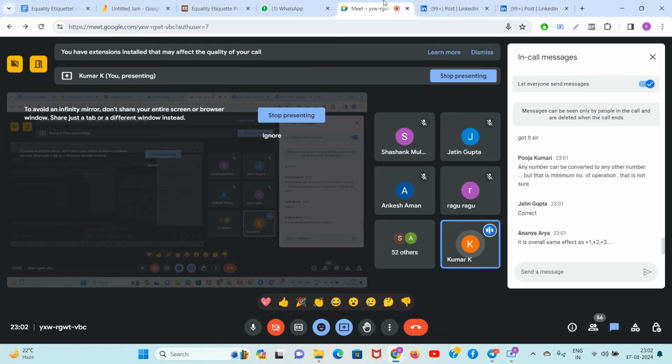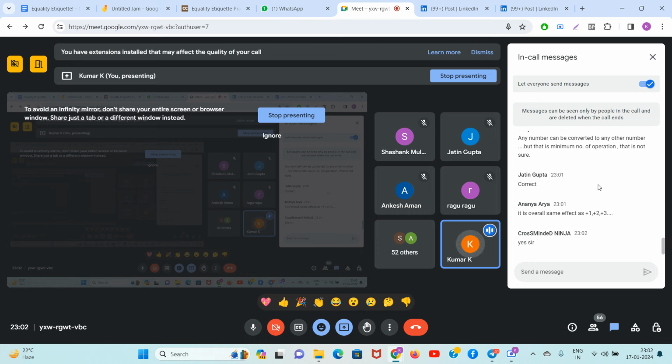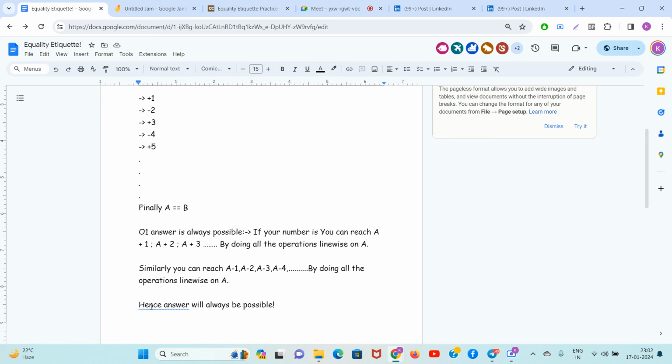Yes, guys, any number can be converted to any other number. Good. Any number can be converted, but that is not the minimum. That is not sure. Good. Awesome.